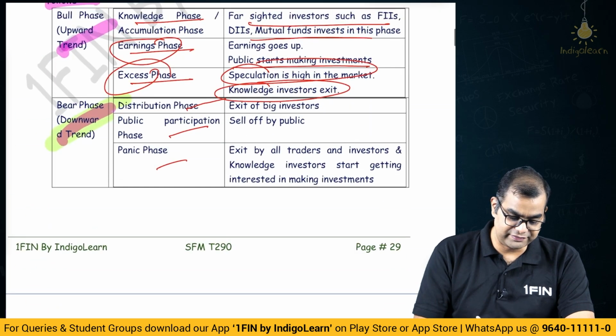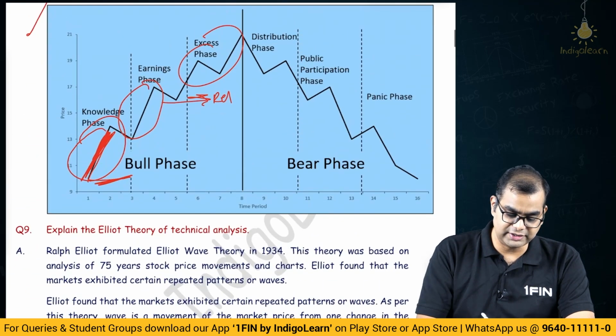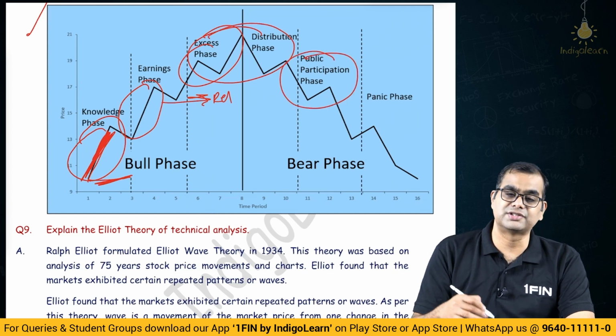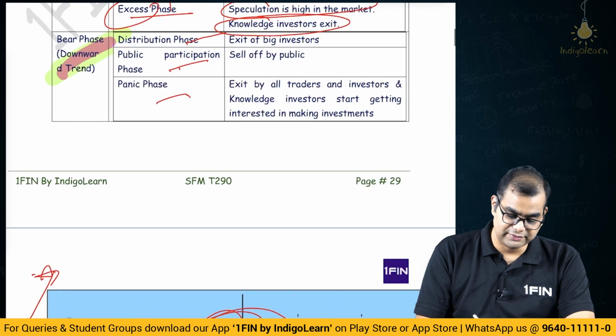Then what happens in the bear phase? You have distribution, public participation and panic. Distribution is when these smart investors exit. Then public participation, this is when the normal public sells off. Okay, then panic.